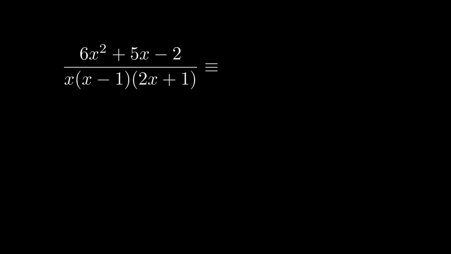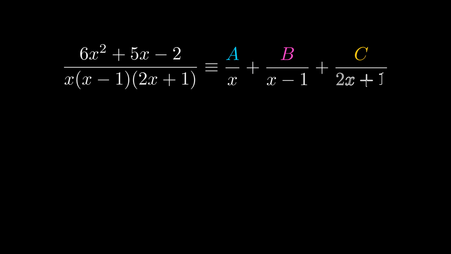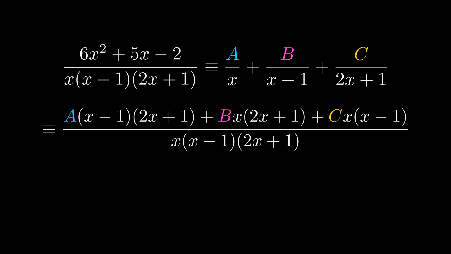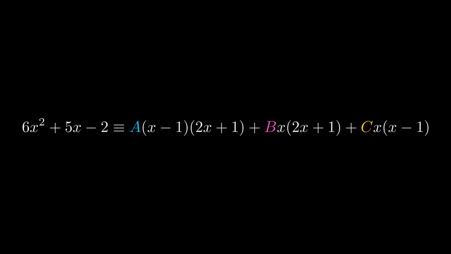Same opening move. Put one unknown over each factor, add the three back together over the common bottom, and, because the denominators match, the numerators must be equal. That hands us the identity we'll work with. 6x squared plus 5x minus 2 on the left, and on the right, each unknown multiplied by the other two factors. It looks bigger than before, but the trick that breaks it open is identical.